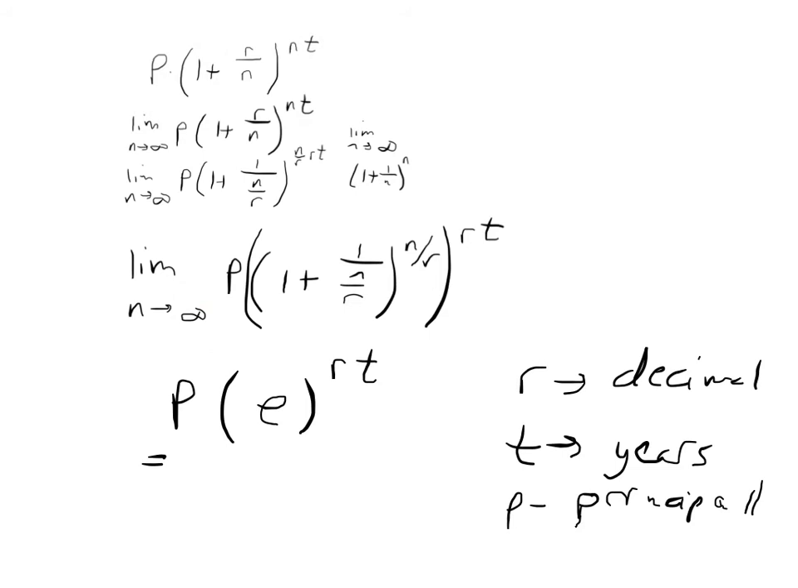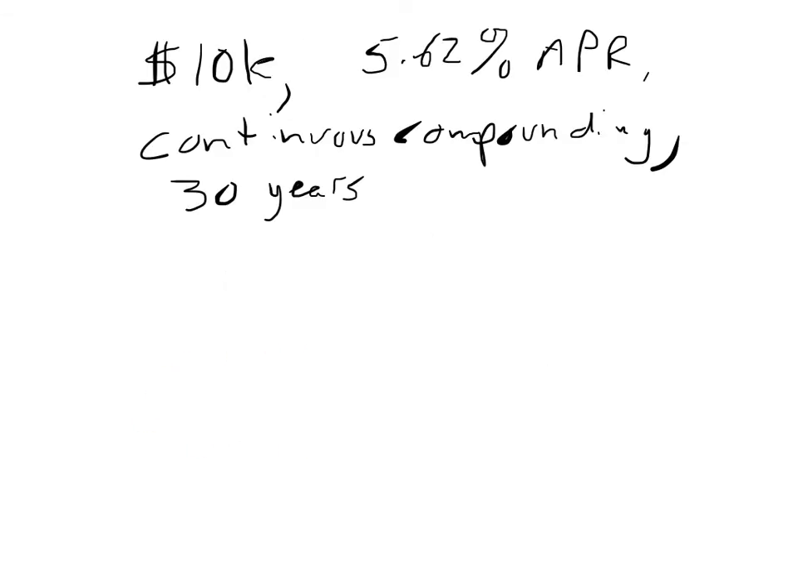And again, we can simply use our calculator. We have an e to the x button on our calculator, so it's very easy to find a decimal approximation for this formula. Okay, so let's look at one example here. Suppose I've got $10,000 at 5.62% APR. I'm going to do continuous compounding for 30 years. So my principal is 10,000, e raised to the rate, which I need to write as a decimal, so that's 0.0562, and the number of years is 30.